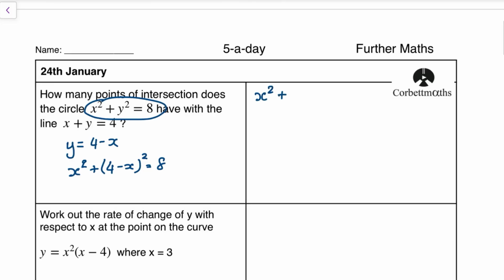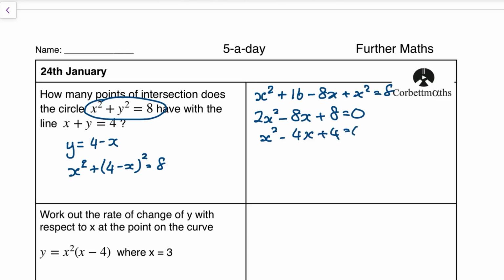So I've got x squared plus 16 minus 8x plus x squared is equal to 8. And let's tidy this up. So that's going to be 2x squared minus 8x, 16 minus 8 is 8, and that gives me 0. And I can see where this is going. So it's going to be x squared minus 4x plus 4 is equal to 0. Now, crucially, this factorizes down to x minus 2 squared. In other words, if this equals 0, the only solution is x is equal to 2.